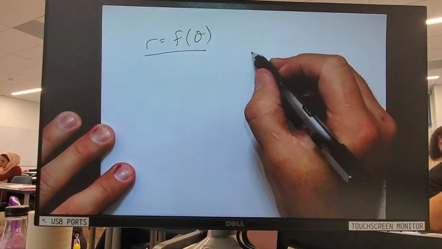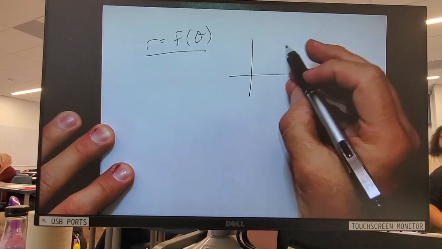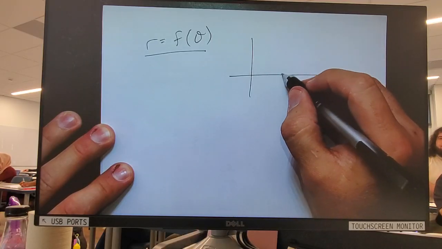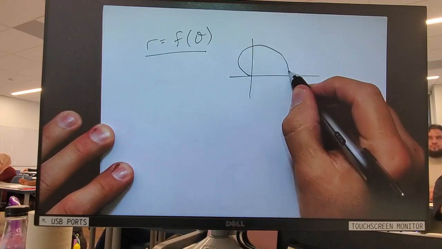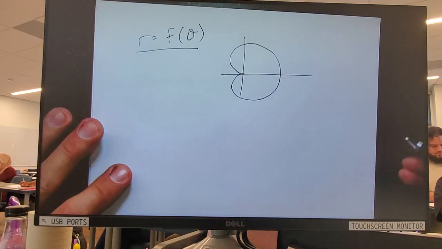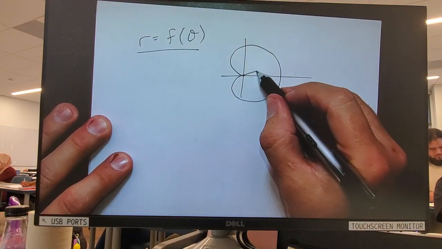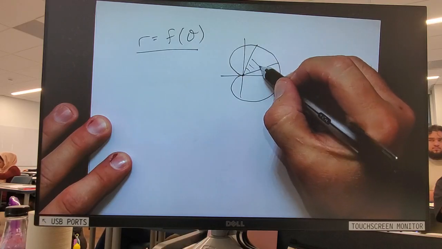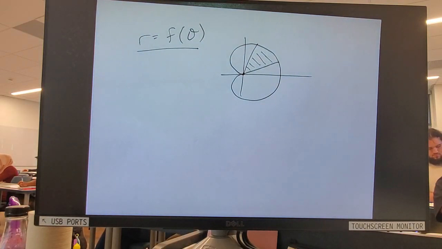So if I have this graph, and let's say I have part of this cardioid graph, and I want to figure out the area here, we can do a similar thing to what we did with Riemann sums. When I say Riemann sums, what shape comes to mind?